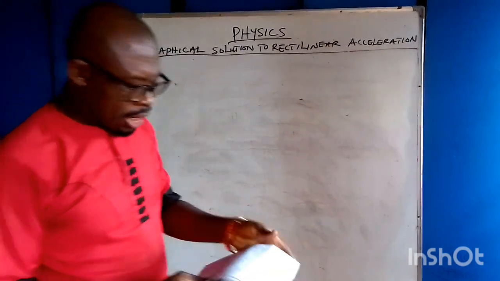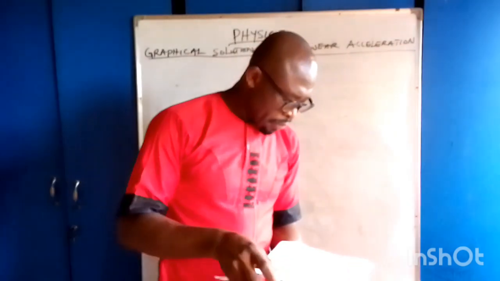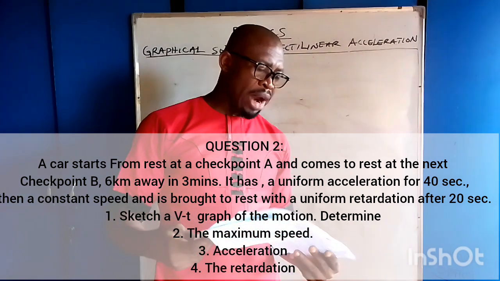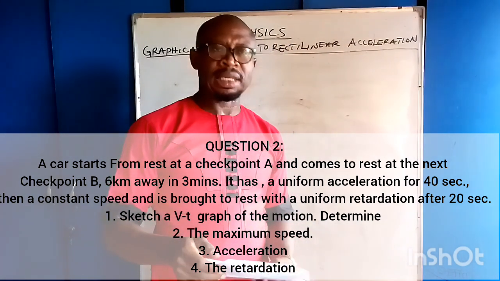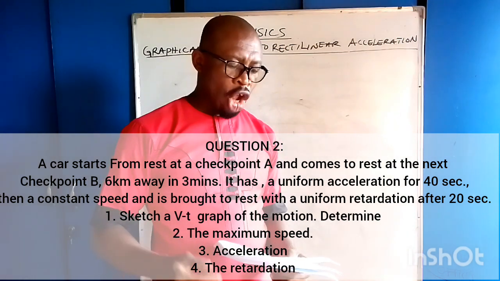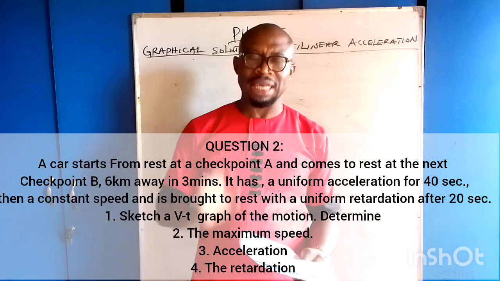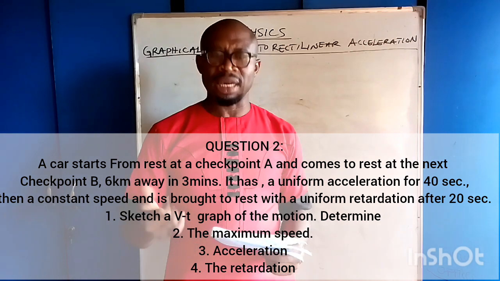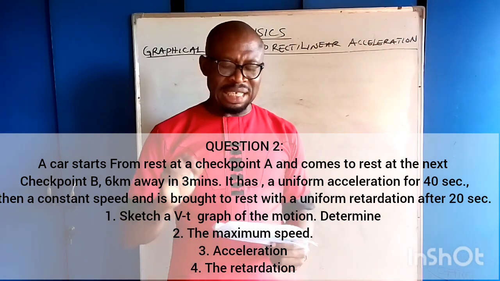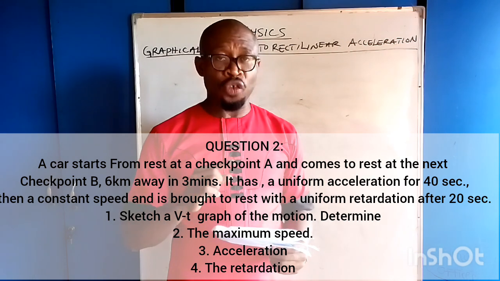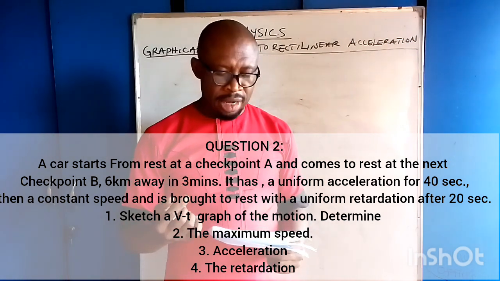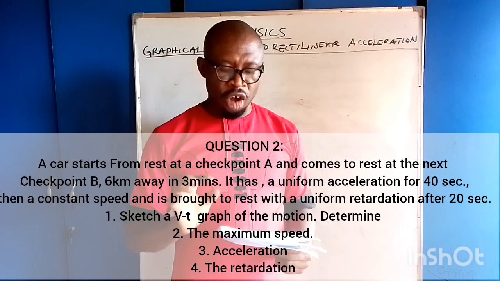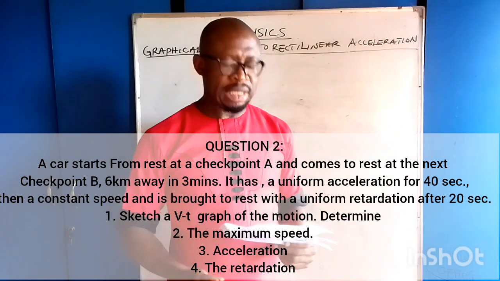Now we take the second question. That second question says, a car starts from rest at checkpoint A and comes to rest at the next checkpoint B, 6 kilometers away in 3 minutes. It has first a uniform acceleration for 40 seconds, then a constant speed, and is brought to rest with a uniform retardation after 20 seconds.